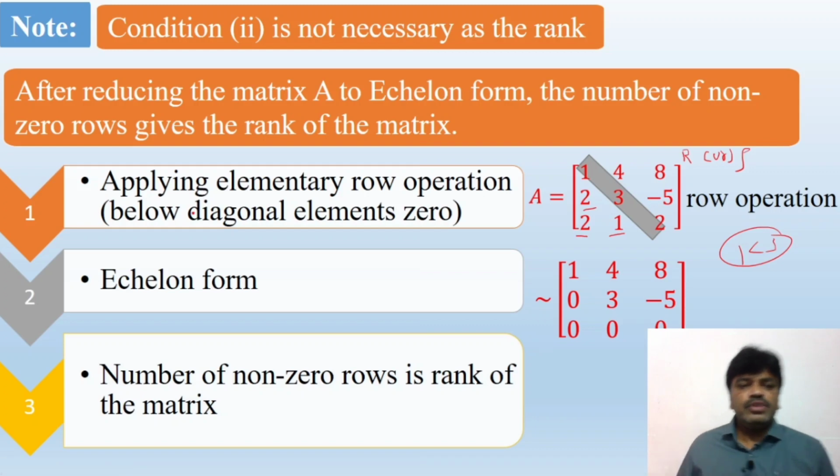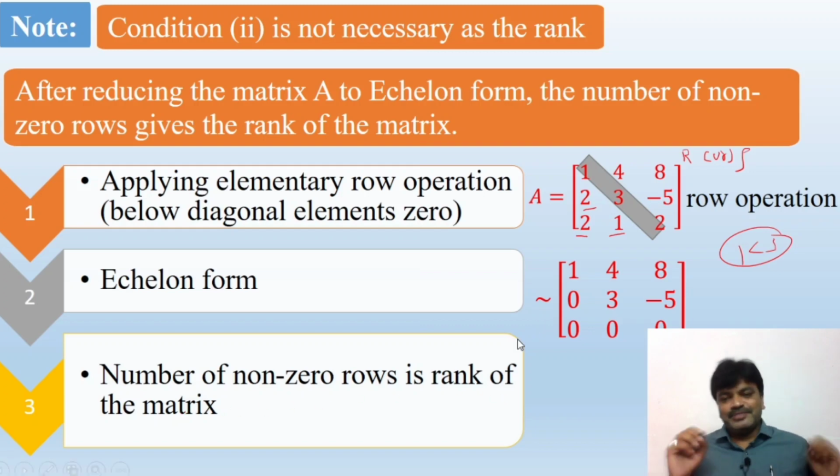Once again, friends, you are given a matrix here, reduce to echelon form. So what is the first property, friends? Apply elementary row operations, make the below-diagonal elements 0, friends. You get it like this. This form is echelon form, friends. Now the number of non-zero rows is the rank of the given matrix.